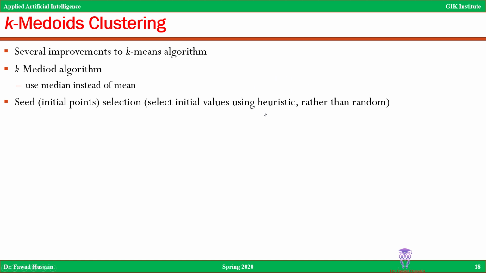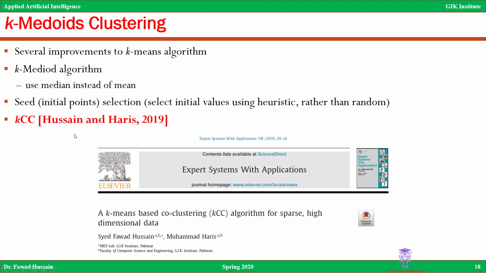chosen using some heuristic. And using this heuristic, I want to also share some experience, because I wrote a research paper on this with one of my students last year. So Haris was one of my students. He did his master's from here, and we wrote this paper which got published. It's called a k-means based co-clustering algorithm for sparse and high dimensional data. So instead of using random selection, we use a heuristic to select that.